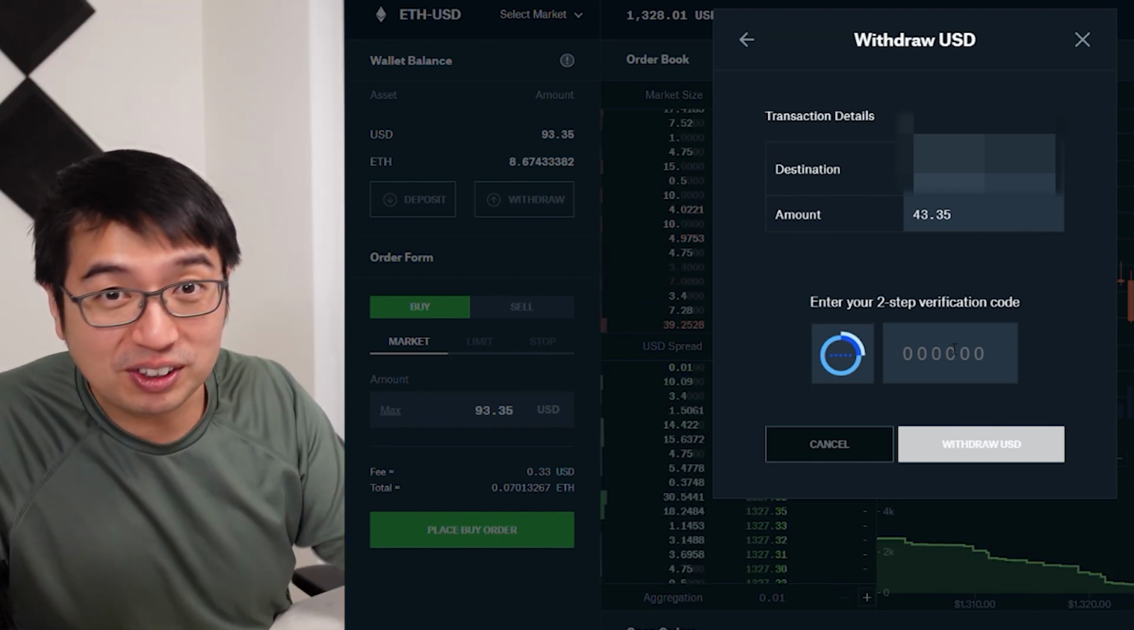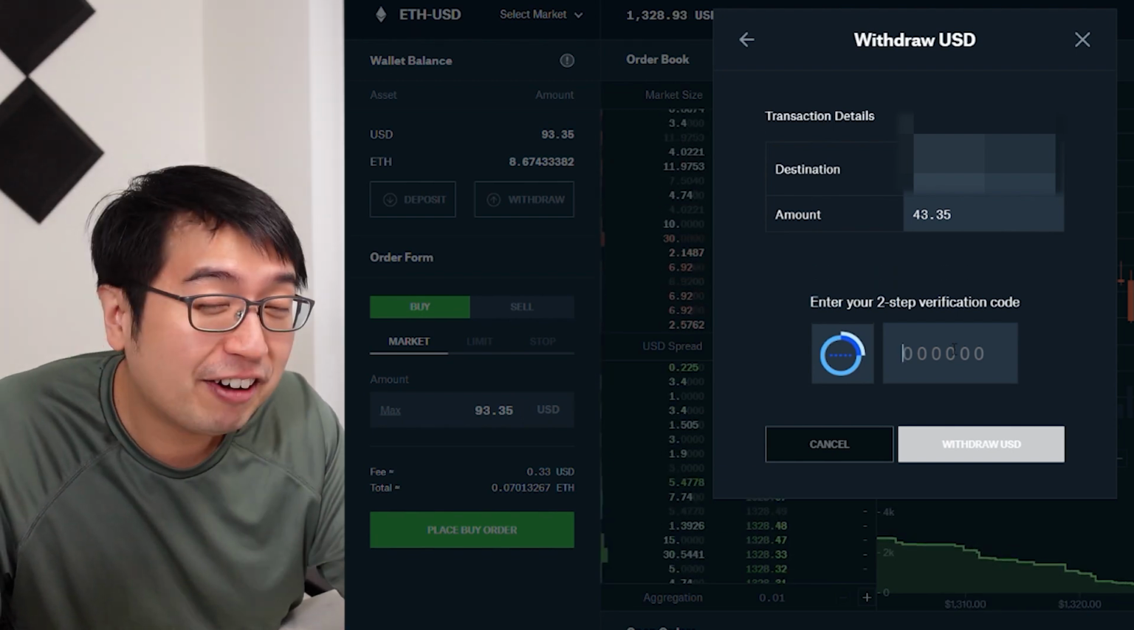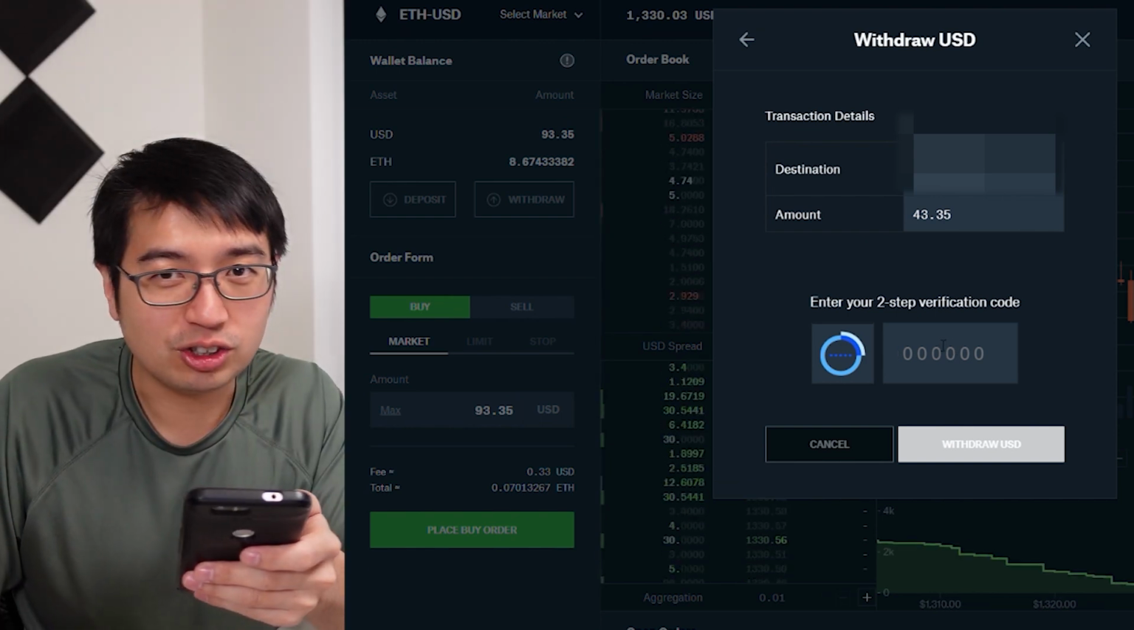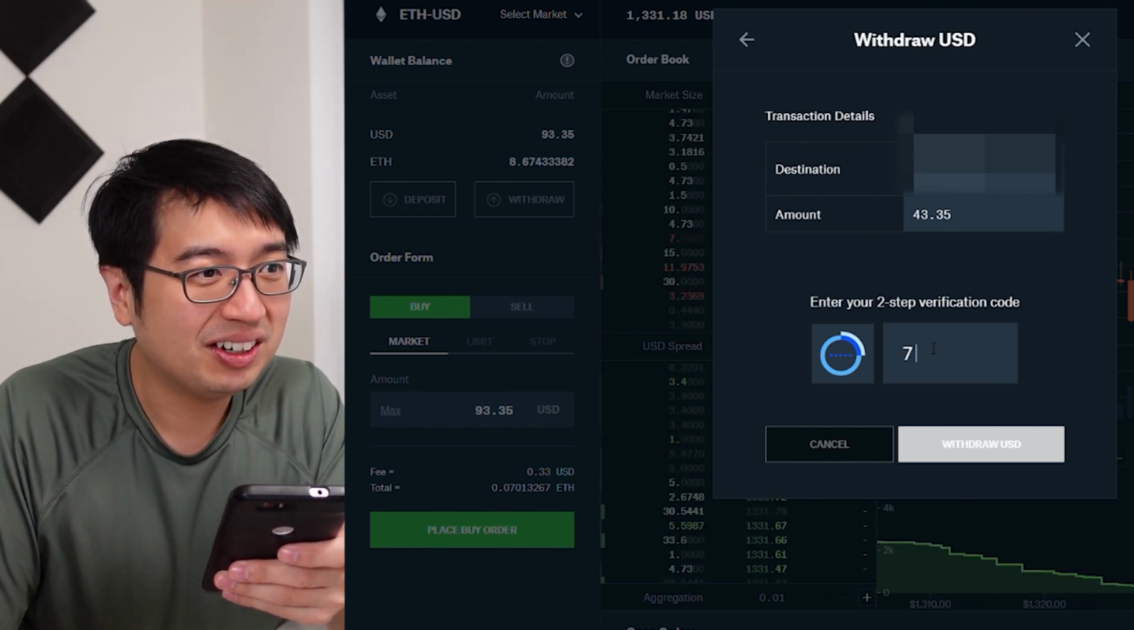You can have multiple phones. My Google Authenticator phone never goes online. That is an offline only phone. There's a lot of two-factor codes. All right, here we go.